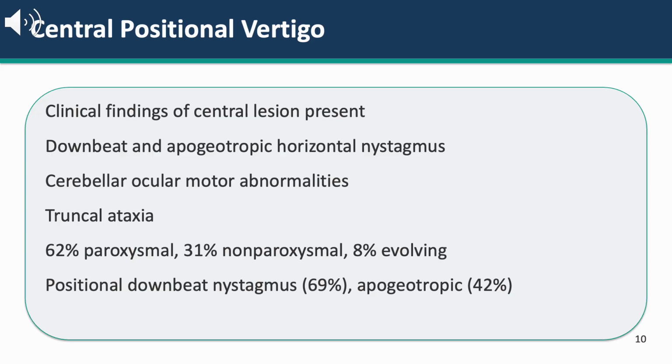The most common patterns of positional nystagmus evoked with maneuvers were positional downbeat nystagmus at 69%, apogeotropic horizontal nystagmus at 42%, geotropic at 8%, and multiplanar at 23%. Notably, half of the patients in this series had brain imaging before central positional nystagmus was on the differential diagnosis, underscoring the importance of clinical evaluation.